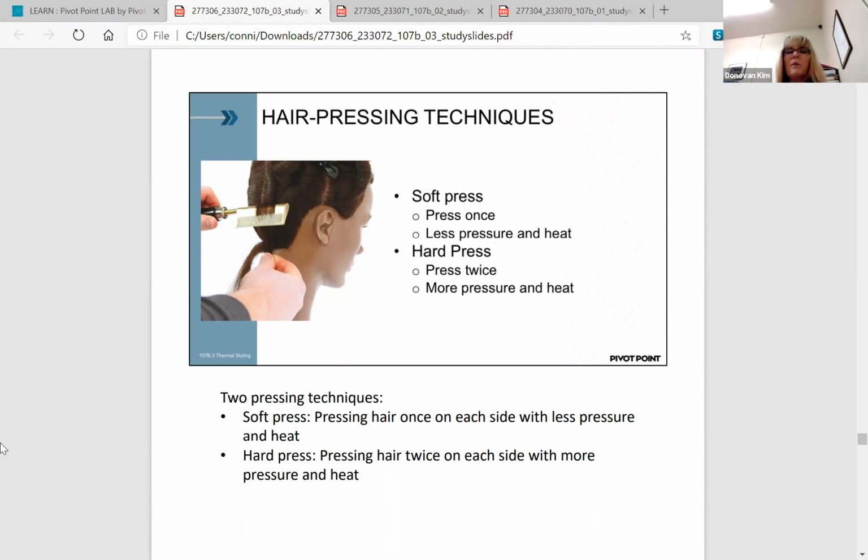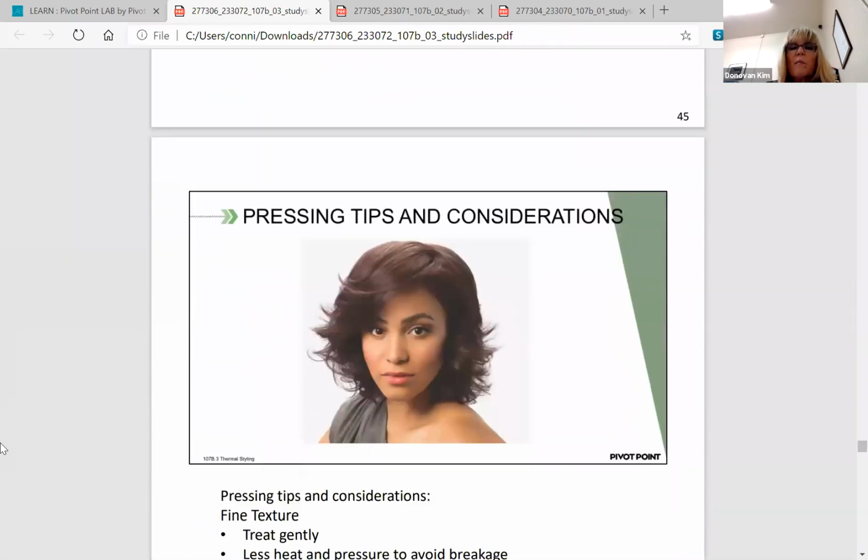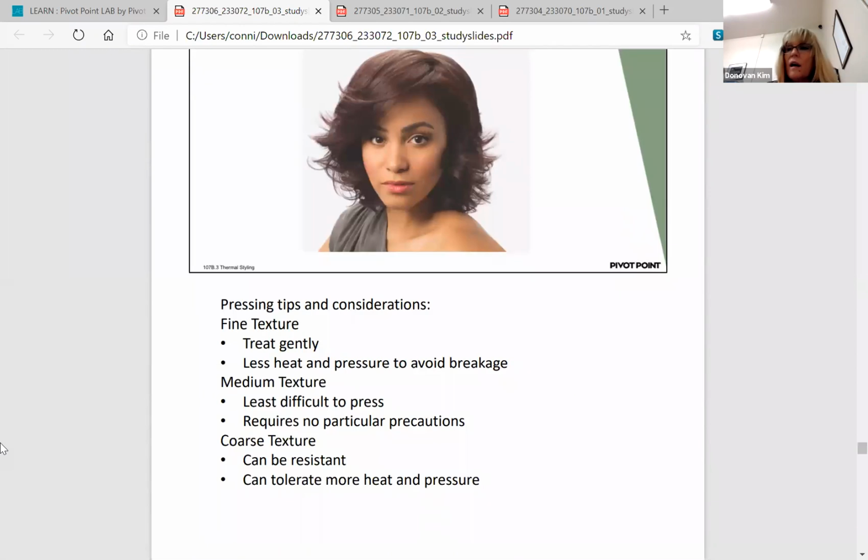Okay, so with the hard one, you want to put a little bit more pressure. But this is for straightening out hair. You're not going to get curl. You're not going to get it like a flat iron. It's just to reduce some of that curl out of the hair. So again, with the hair being fine, medium, or coarse, it's going to make a difference on the actual temperature. It's going to make a difference on how much pressure you put on it and how many times you go over that strand of hair, right?